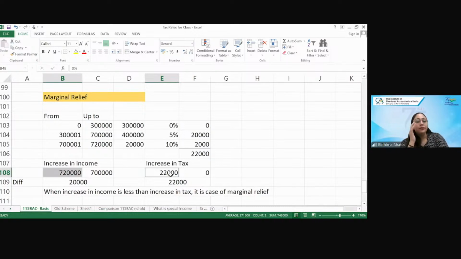But this pain point they addressed in the new scheme. This pain point, they did address in the new scheme. This is not in the old scheme. In the old scheme, above 5 lakh, there is no rebate.